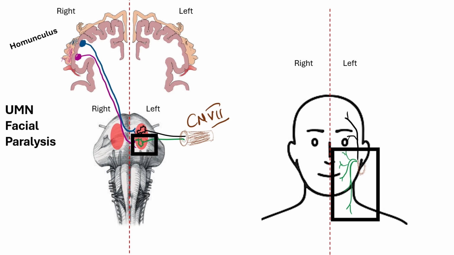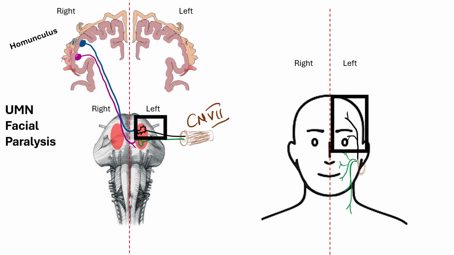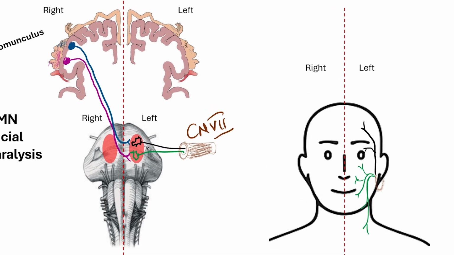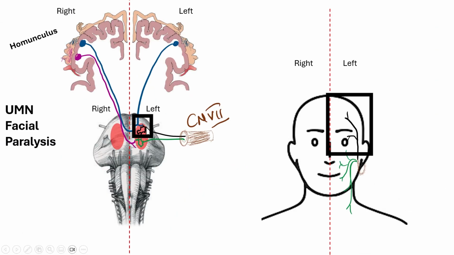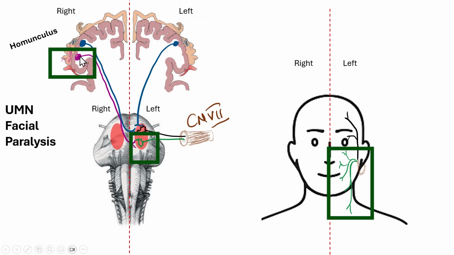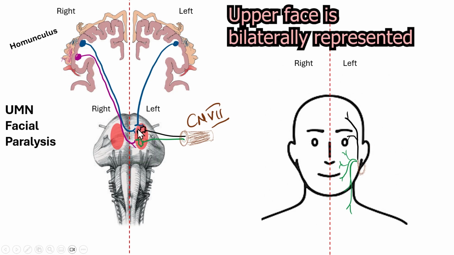What is unique about this is that the upper part of the face is also represented on the ipsilateral cerebral cortex. You can see that upper motor neuron also innervates the lower motor neuron, that is the black neuron over here. So you can see that this part of the facial nerve nucleus is getting UMN supply from the ipsilateral as well as from the contralateral side, but the lower part of the face is represented only on the contralateral side. This is known as the bilateral representation of the upper part of the face in the cerebral cortex.